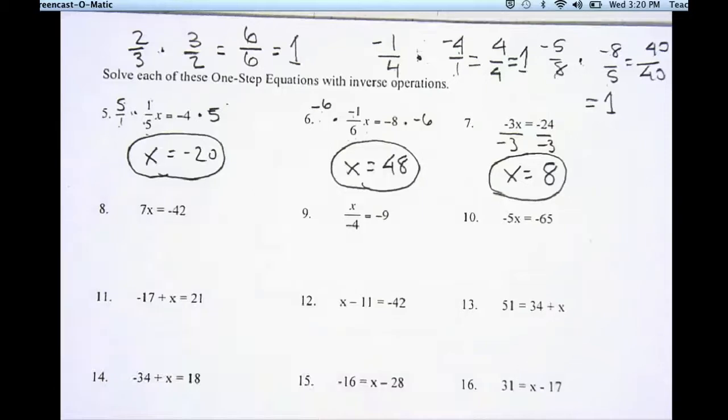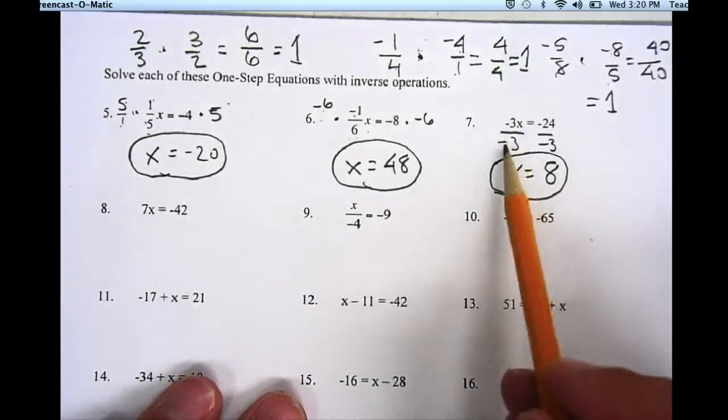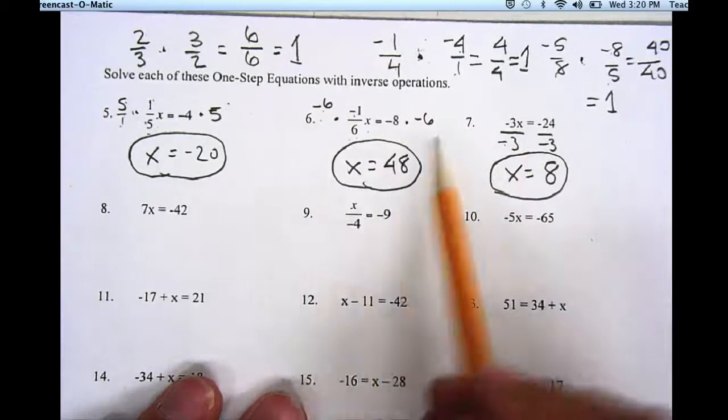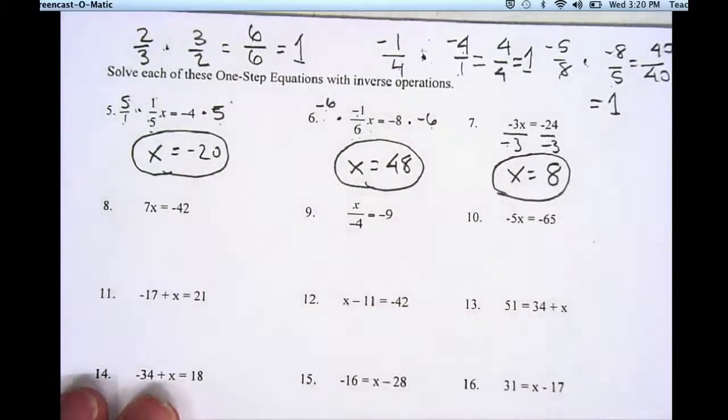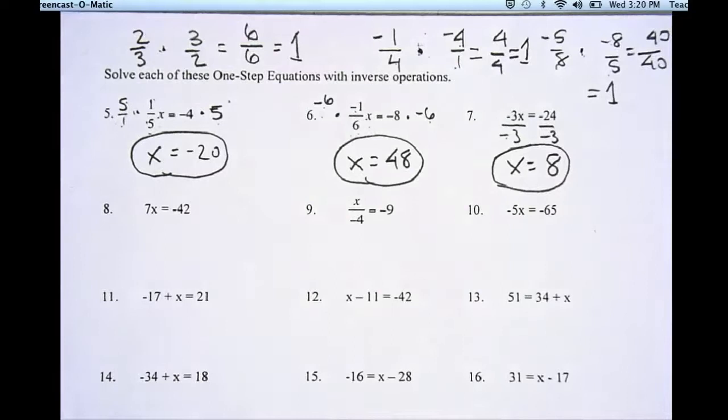Now guys, I need you to show these things. I need you to show that you're dividing both sides by negative 3, or multiplying both sides by negative 6, or multiplying both sides by 5. That's the idea of these whole problems. You have to show what you do to one side, you're undoing on the other side. And that's why you're able to solve for x.